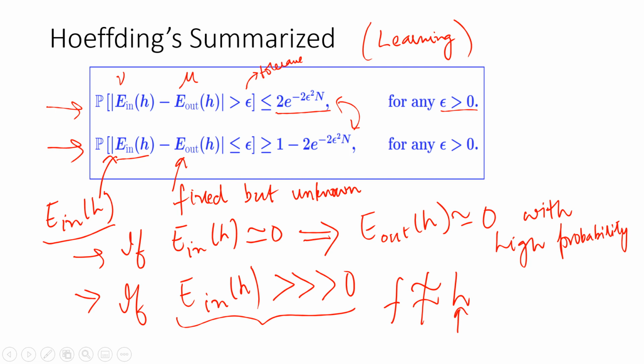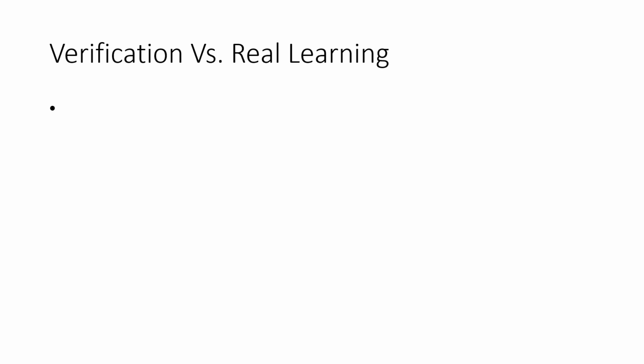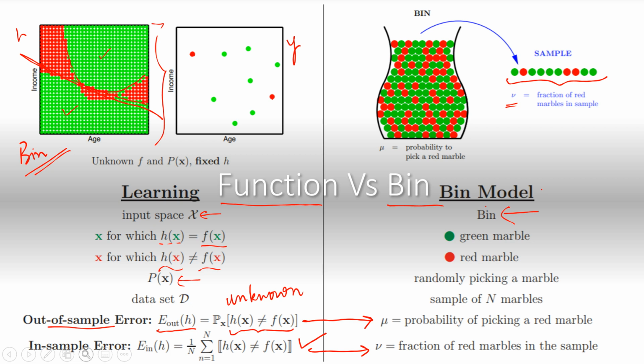Okay, so having said that, let's move on. Now, we know that we don't have much control over nu, right? Which also tells us that until now with this problem, we don't have any control over our in-sample error. In-sample error is essentially the difference, or the disagreement, between the hypothesis and the target function. That's what we defined it as.